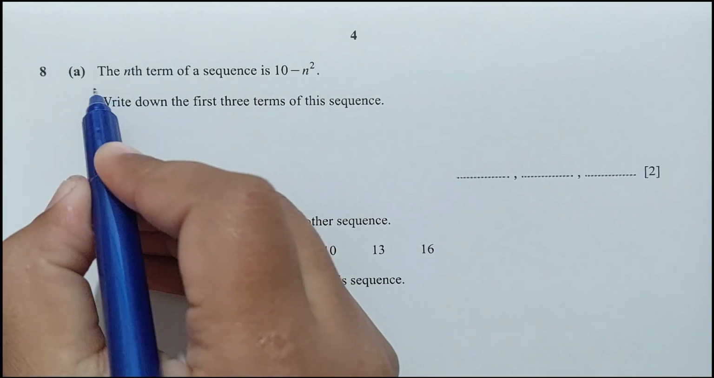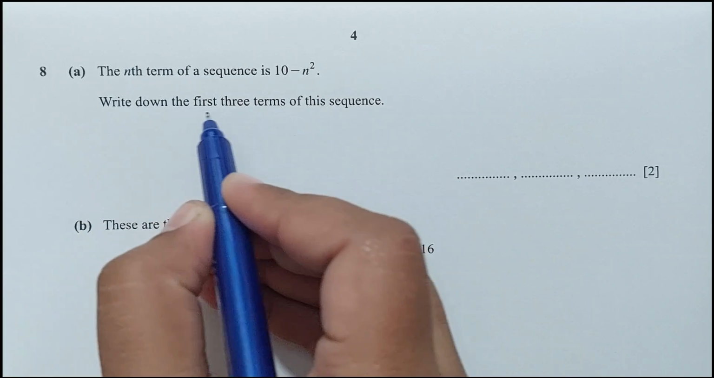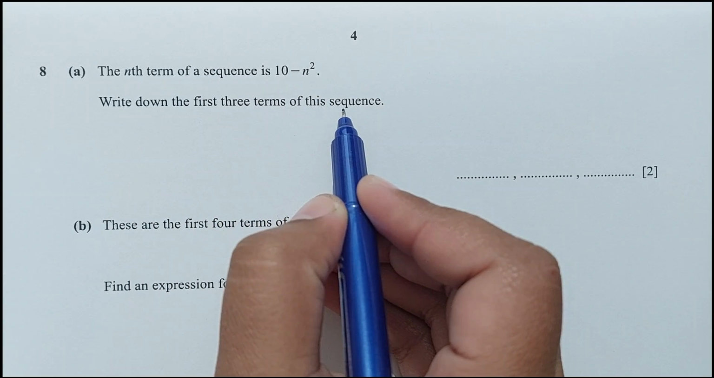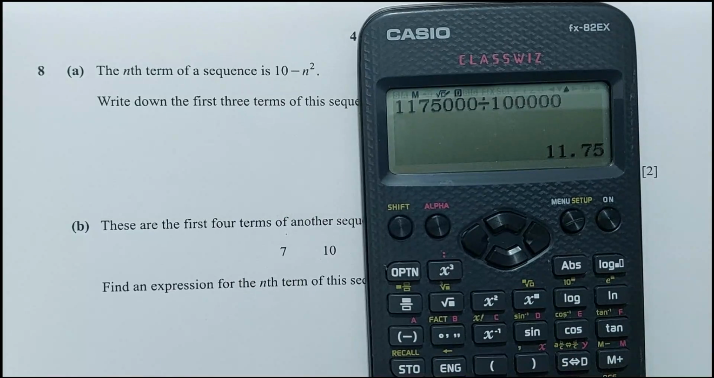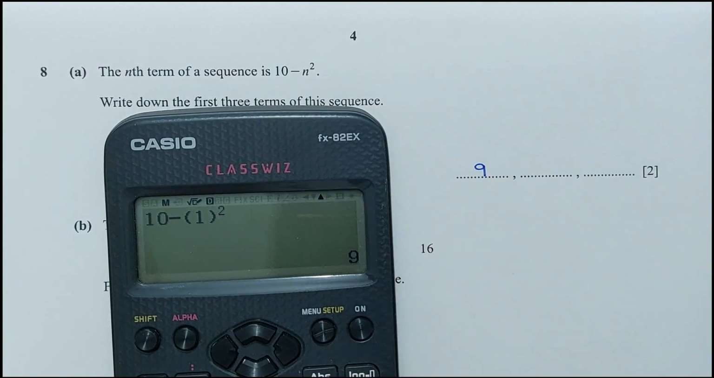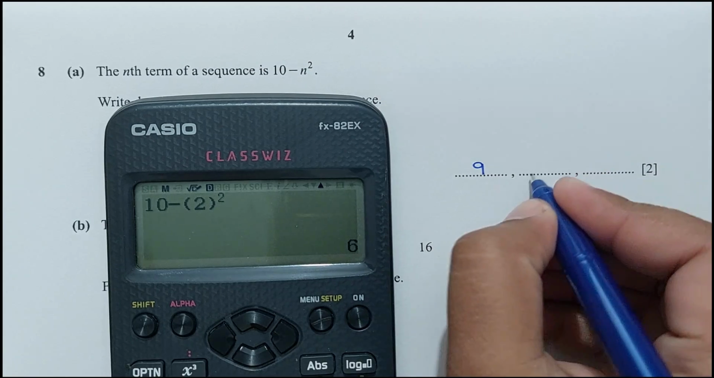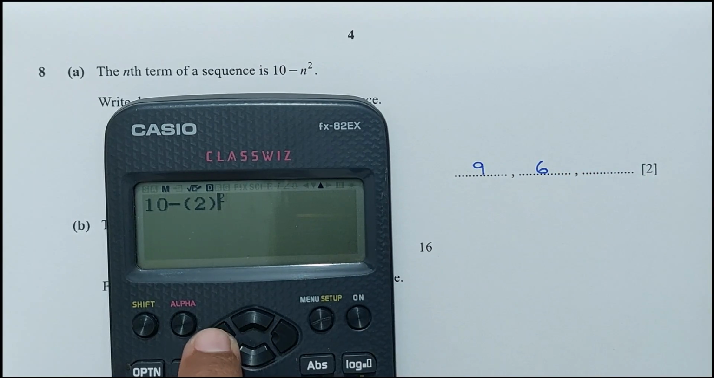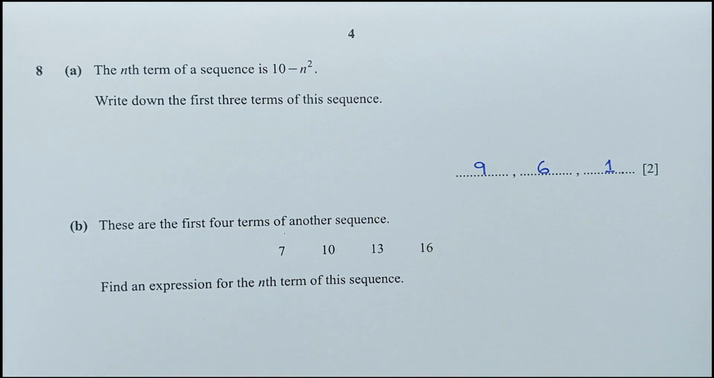Question number 8, part A. The nth term of a sequence is 10 minus n squared. Write down the first 3 terms of this sequence. The first term is 10 minus 1 squared, which is 9. For the second term, 10 minus 2 squared is 6. And for the third term, 10 minus 3 squared is 1. So 9, 6 and 1 are the first 3 terms of this sequence.